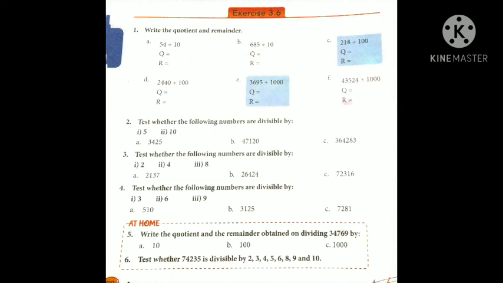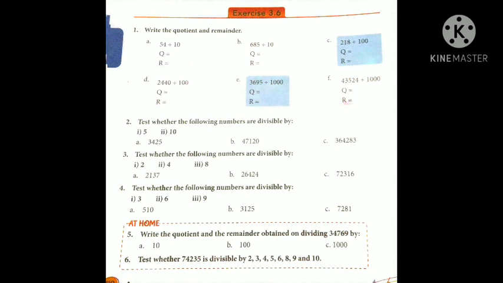We first need to look at the remainder. The remainder is in the ones place. The balance is the quotient. That is, 5 is the quotient, 4 is the remainder. If a number is divided by 100, the ones and tens places give the remainder. Therefore 40 is the remainder and 24 is the quotient. Like that you can do all the questions in the textbook itself.